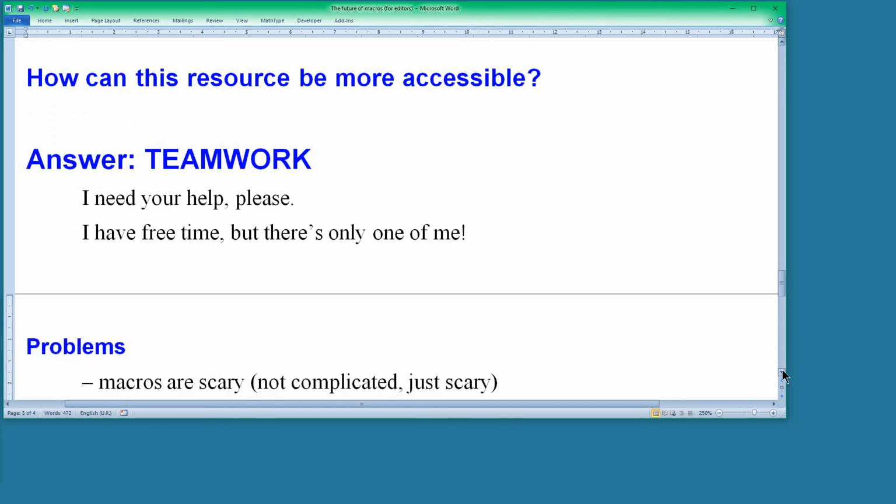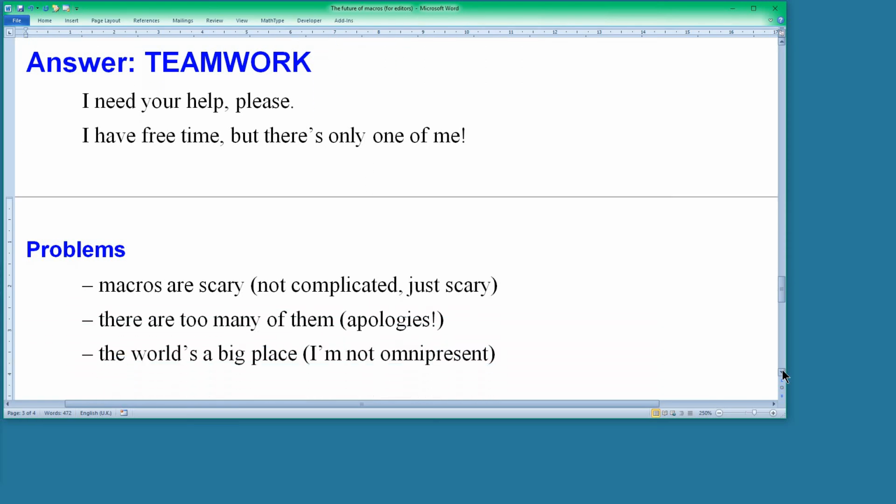And as I look at the macros that I've got, the problems are that, first of all, for many people, macros are really scary. They really aren't complicated, I don't think, but they certainly are scary, so getting people started is a bit of a problem, which is partly why I produced that last video, hoping that I'd be able to show people that they weren't as complicated and scary as I thought.